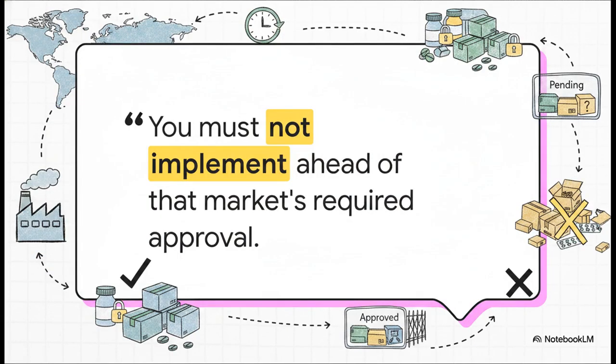Absolutely, positively not. You must never implement in any market ahead of that specific market's required approval. You basically have 2 choices here. You either delay the entire global manufacturing changeover until all required approvals are secured across the board, or you implement where approved, but you strictly hold and segregate the old supplies specifically for those pending markets. Failing to do this, that results in the catastrophic, entirely illegal distribution of unapproved product, and nobody wants that.